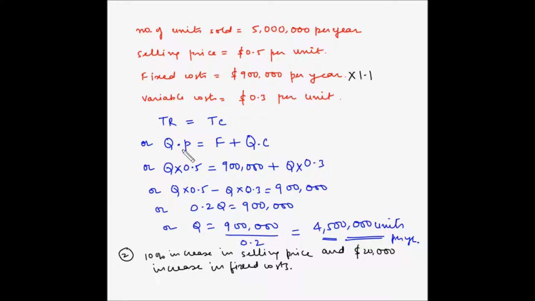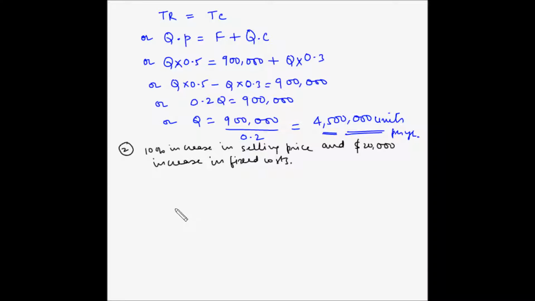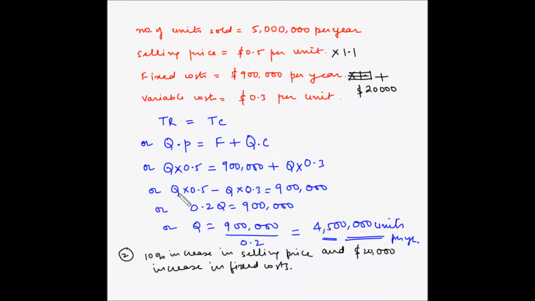That is, our selling price is also increasing, so we are getting more revenue, and our fixed cost is also increasing. That means we are incurring a higher cost as well. So basically the new selling price will be 0.5 multiplied by 1.1 for a 10% increase, and the fixed cost is going to be an additional $20,000. So let's now find out the new break-even point. The formula remains the same.